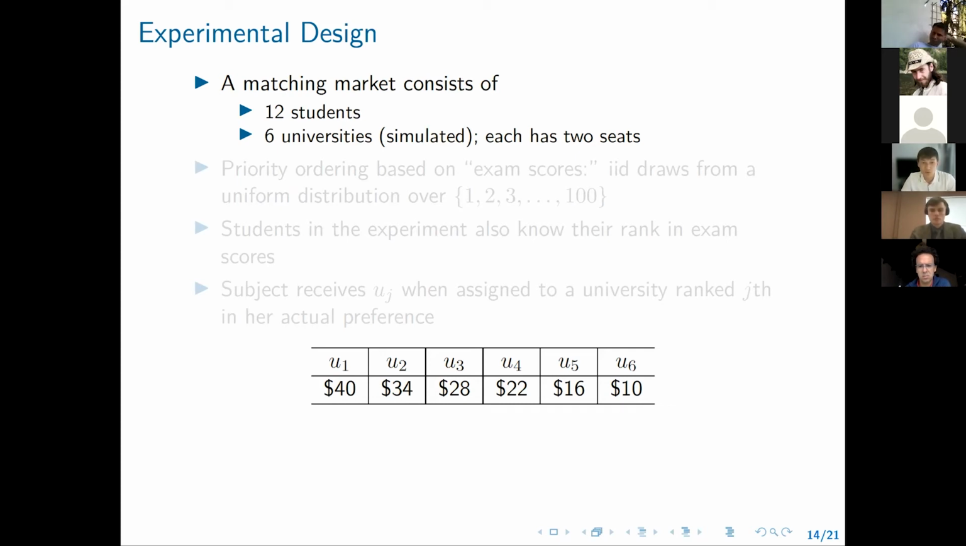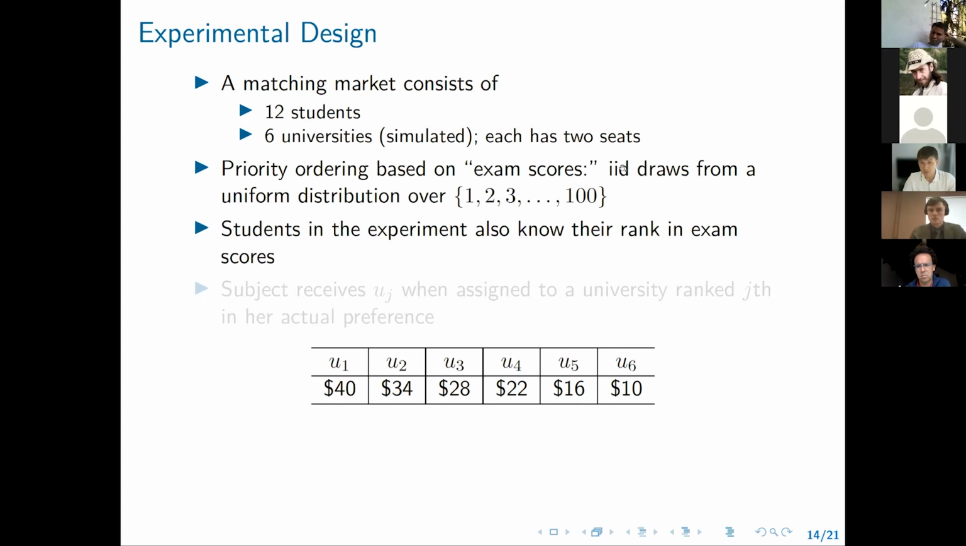So what we do is run an artificial market with 12 students and 6 universities with 2 seats each. Students are ranked based on exam scores, which are between 1 and 100, drawn uniformly. And students actually know their rank on the exams.